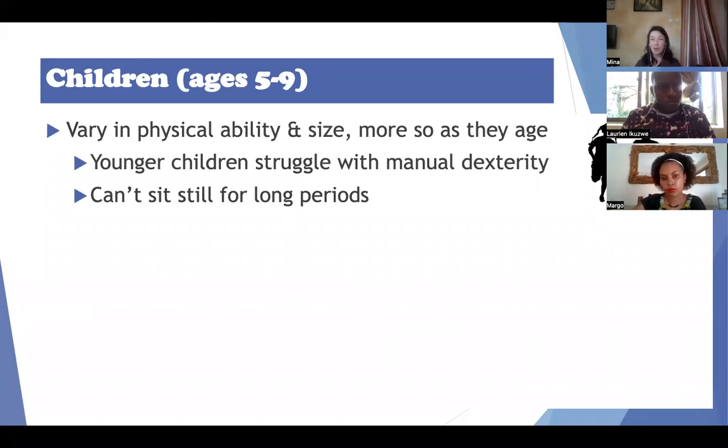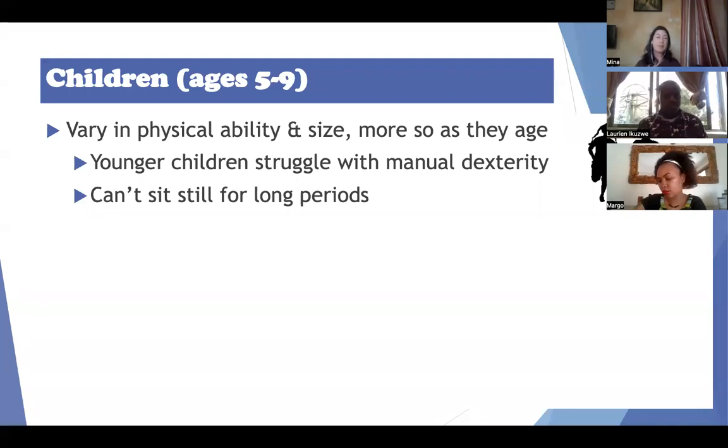Things like handwriting are difficult for them. They're just not fully in control of those fine motor skills. And related to this physicality, they can't sit still for long periods of time, right? We don't see these kinds of classes done as purely lecture-based classes. If you tried to lecture for an hour to a room of 6-year-olds, they would lose their minds and go crazy, and then you would go crazy too.